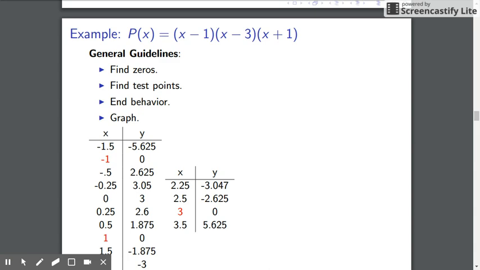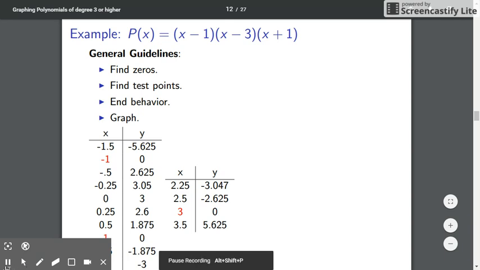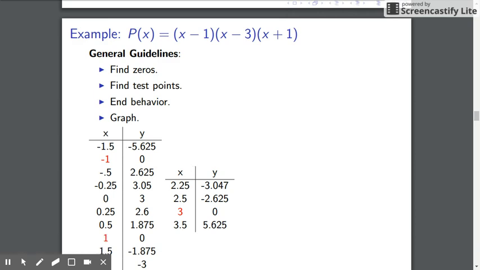So how do I find the test points? First of all, I pick a test point before the smallest x-intercept value, and then I find some points between each of the zeros of the function.